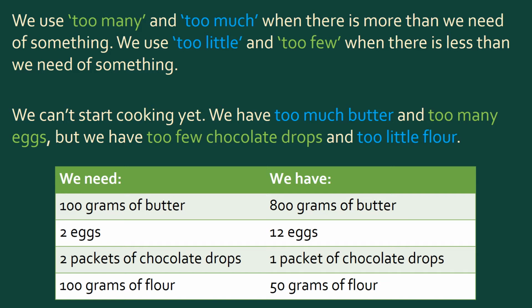For example, we can't start cooking yet. We have too much butter and too many eggs, but we have too few chocolate drops and too little flour. Below is a table of what we need and what we have right now for reference.